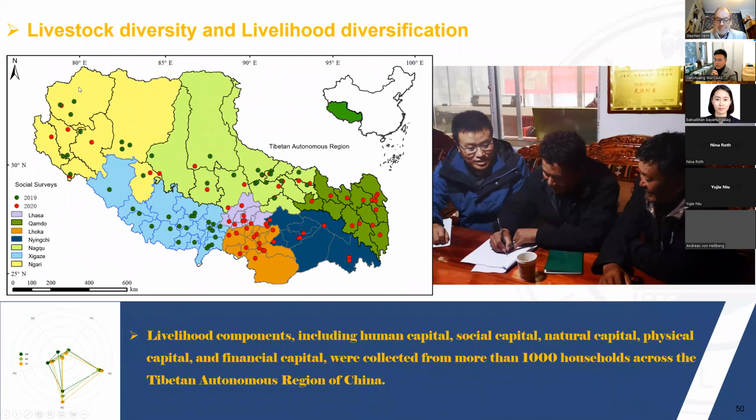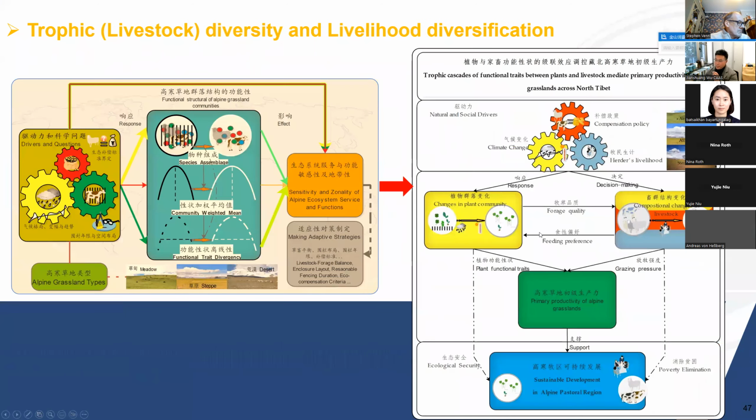In the last 2 or 3 years, we have conducted social surveys with face-to-face interviews with the heads of about 1,000 households, to collect data on how they lived on grassland, how many livestock and what kinds of animals they have, how many neighbors they have, and also the education levels. This allows us to link plant diversity, livestock diversity, and livelihood diversification together to understand changes in the environment.